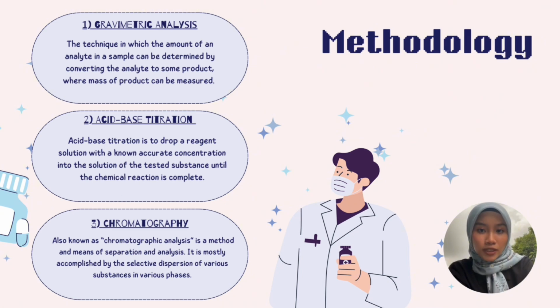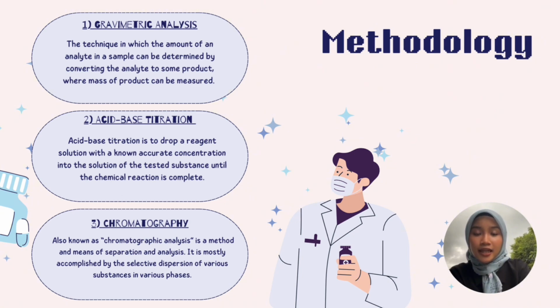There are several common drug analysis methods that we can do, but in this video, I will only explain 3 common drug analysis methods, which are gravimetric analysis, acid-base titration, and chromatography. Gravimetric analysis is a common chemical method in drug analysis and testing.